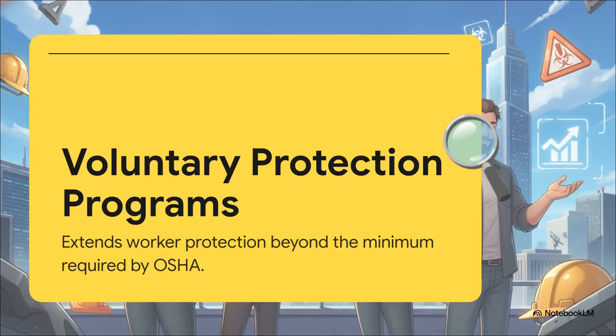Next, we have the Voluntary Protection Programs, or VPP. This is a really cool part of OSHA's effort. It's designed to champion companies that enthusiastically push their worker protection way beyond just the bare minimums required by the standards. It's for organizations that want to be the absolute gold standard in workplace safety.